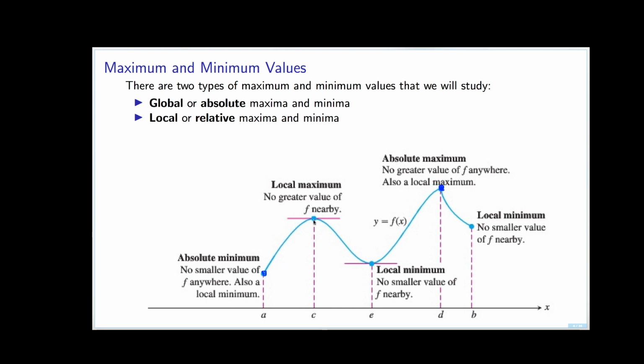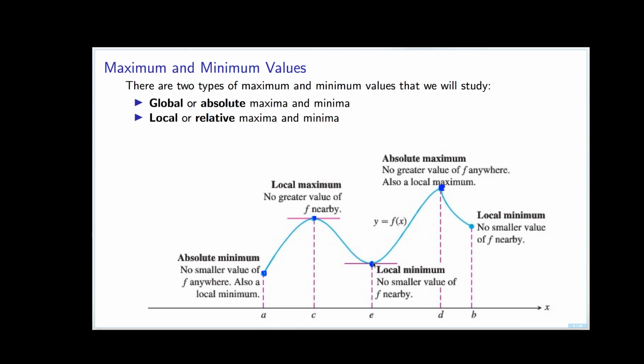We can also have local maxes and mins, and a local max is where there's no greater value of f nearby. So in an interval containing this number x equals c, this is the maximum value of f, but there is an overall larger value over here at x equals d at this absolute max.